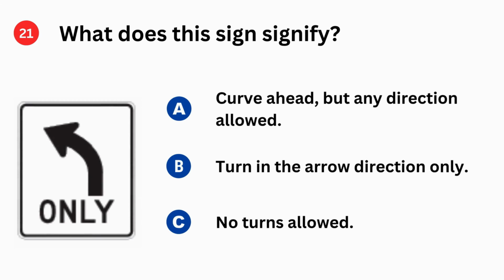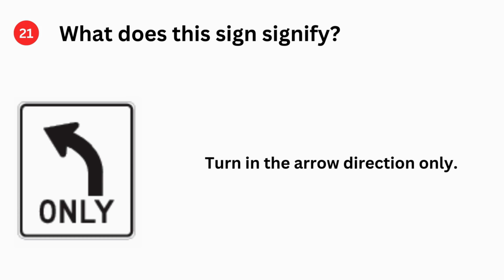What does this sign signify? A, curve ahead, but any direction allowed. B, turn in the arrow direction only. C, no turns allowed. Good observation. It is the turn in the direction of the arrow only sign.